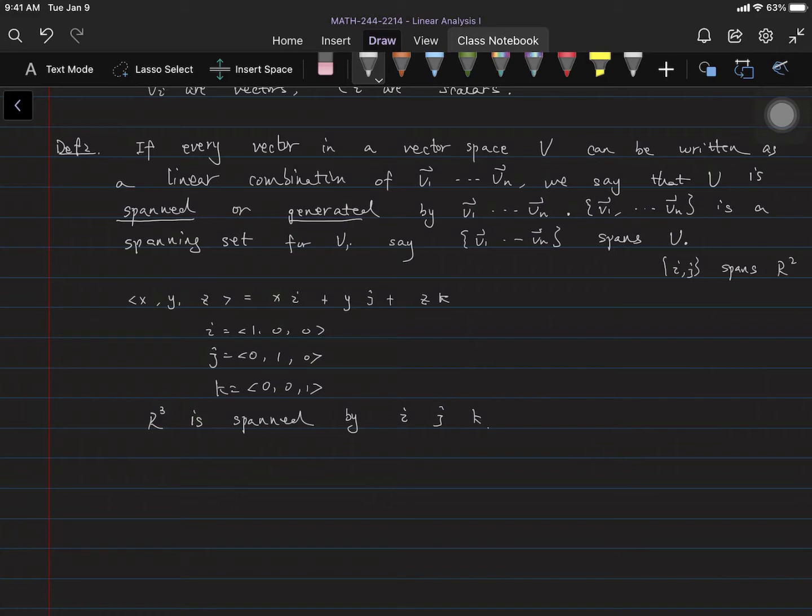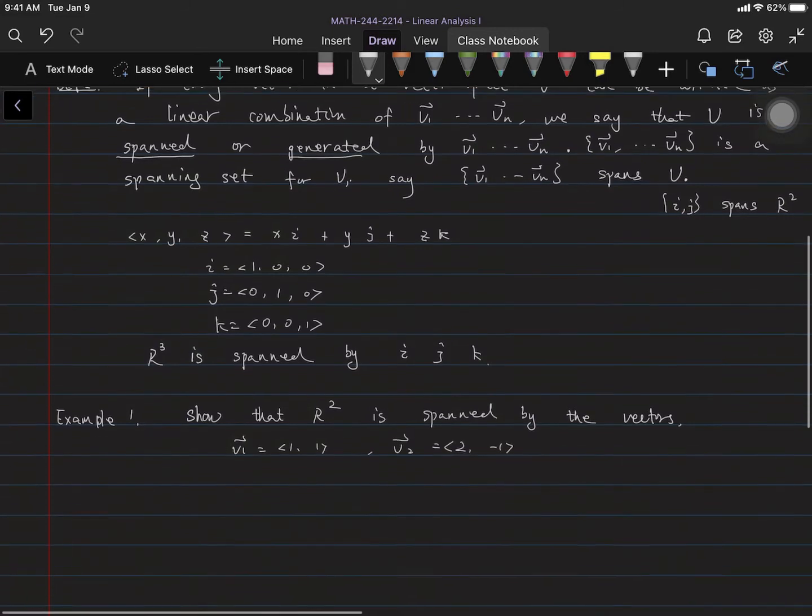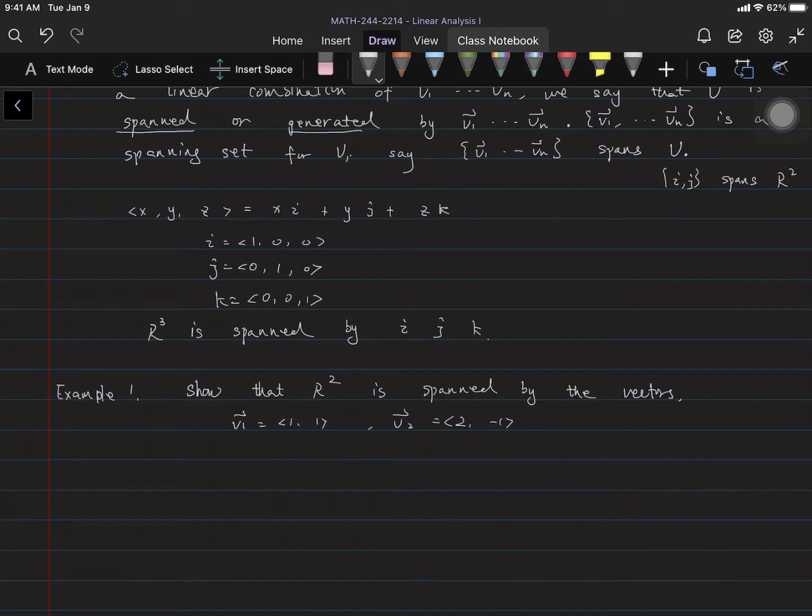Okay, now let's take a look at the first example. Show that R2 is spanned by those vectors. V1 is (1, 1) and V2 is (2, -1). We know R2 is spanned by i, j, right? But the spanning set is not unique. Sometimes it can also be spanned or generated by other vectors. i, j is the easiest spanning set, but there are also other spanning sets.